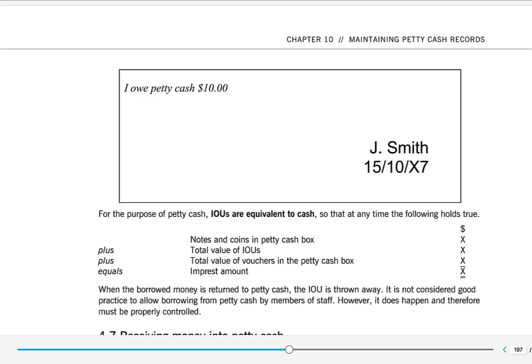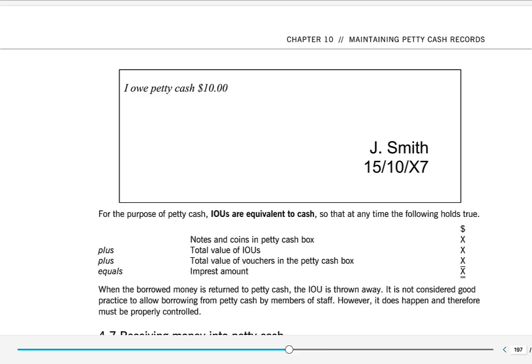Not allowed situation: IOU for borrowing money. Example, employee needs money for personal reasons. Control: only a promise, no receipt, no business proof. So the rule is, no personal borrowing from petty cash. What the petty cashier should do if someone asks for an IOU.